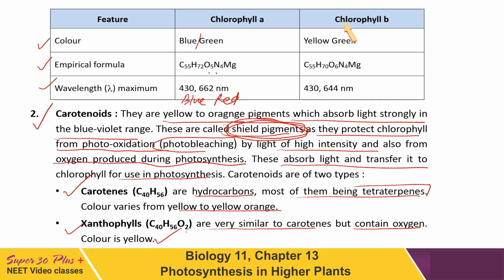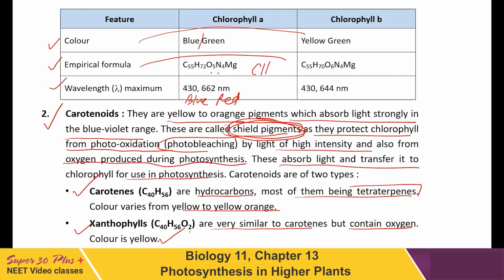If you say chlorophyll B, the color is yellow green. Empirical formula is C55H70O6N4Mg. The important point here is, what's the difference? Here you see this has a methyl group, and in this case the methyl group is substituted by an aldehyde group. This is the difference. Otherwise the rest of the structure is the same.